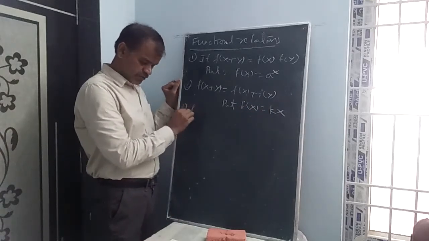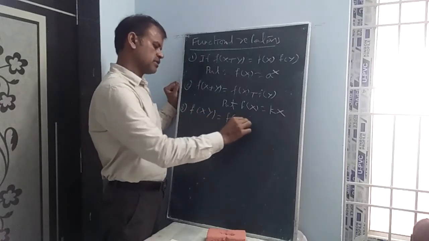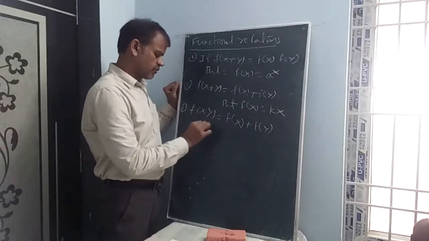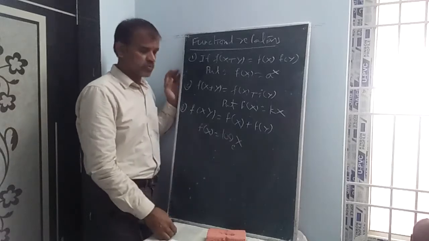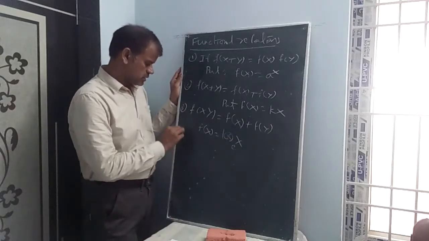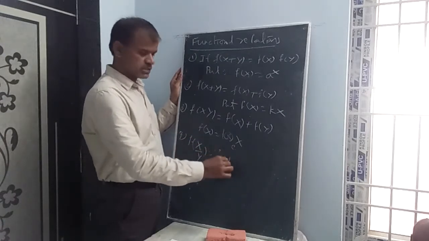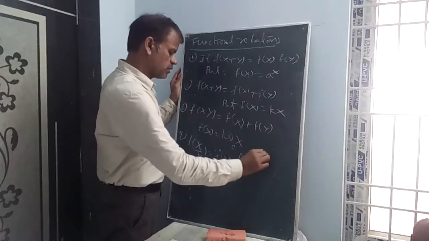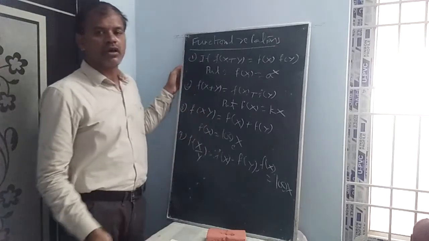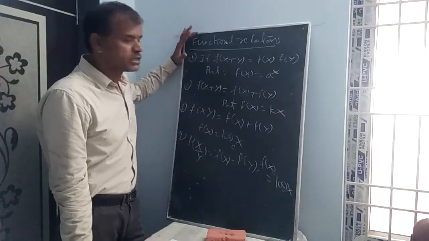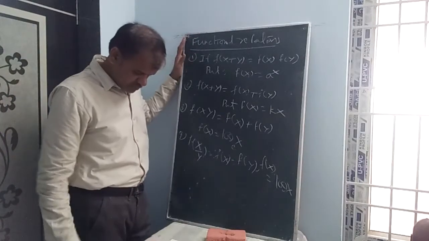Third one, f of xy is equal to f of x plus f of y. Then f of x is equal to log x, because log xy is equal to log x plus log y. In the similar way, if f of x by y is equal to f of x minus f of y also, you can put f of x is equal to log x. So using the equation, whatever the value we need to substitute, such relation is called as functional relation.